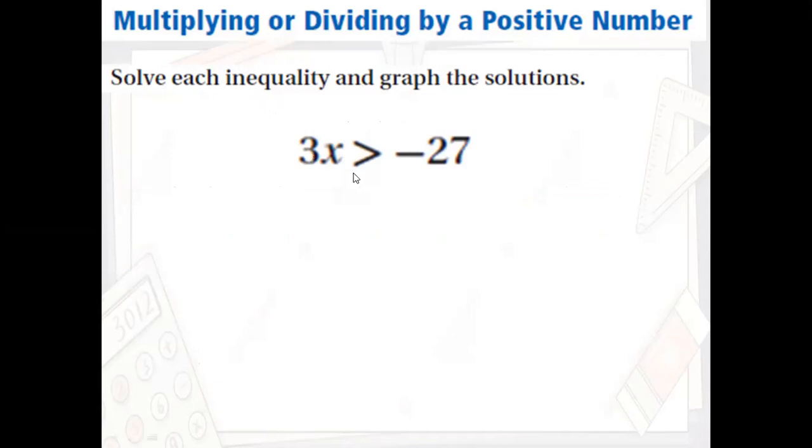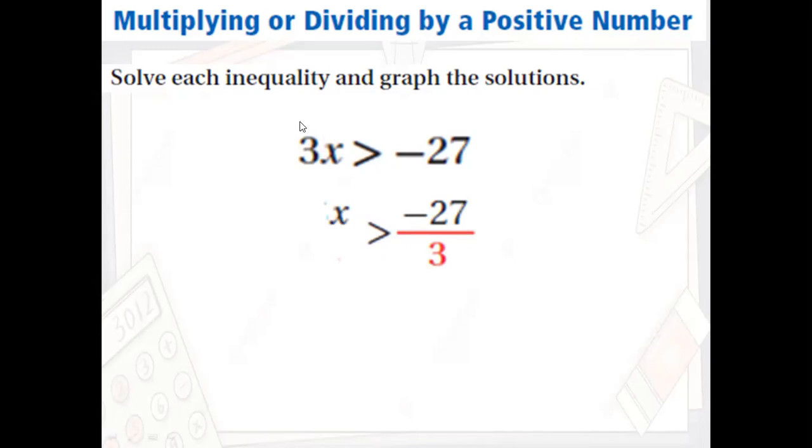Now we know 3x means 3 multiplied by x, which means to remove the 3 from here, we need to do the opposite of multiplying. The opposite of multiply is divide. So we can divide both sides by 3. The answer for this is going to be x is greater than negative 27 divided by 3.